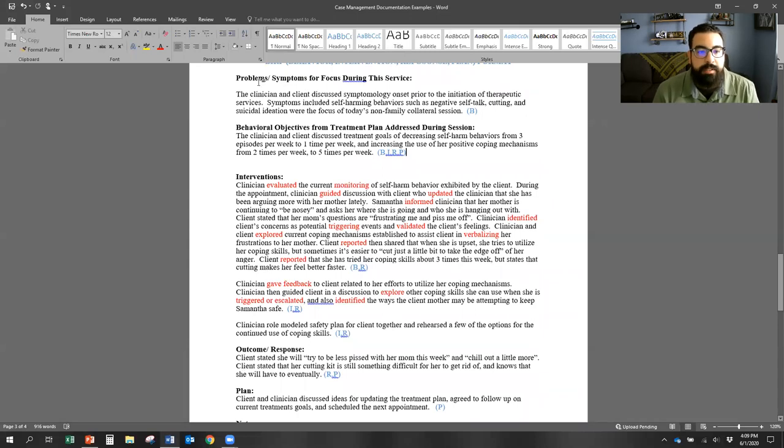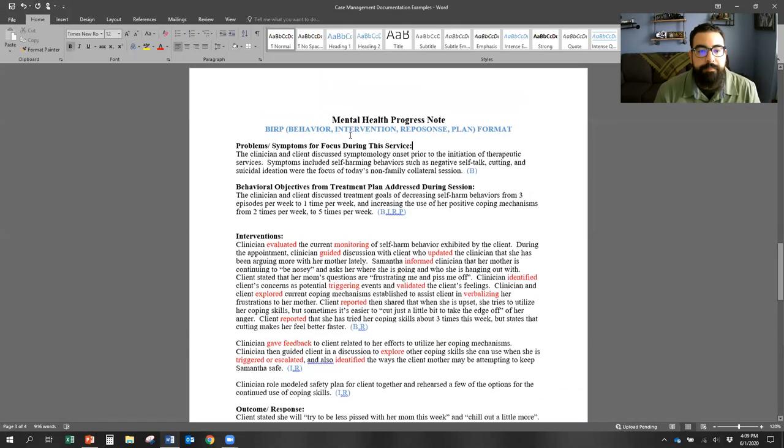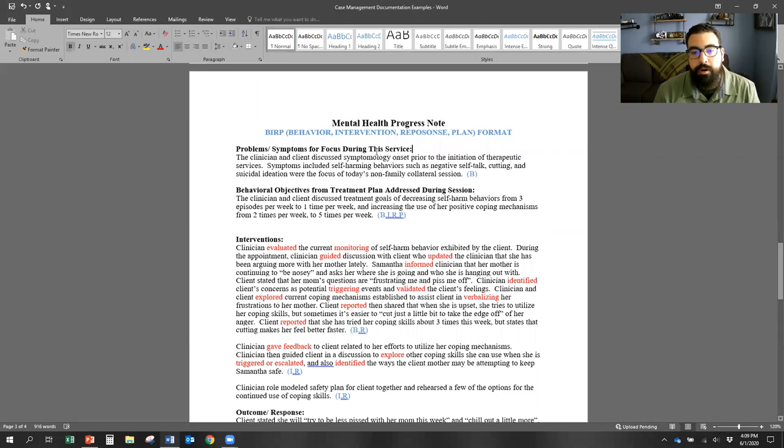If you notice here at the top, what we see are the problems and symptoms for focus during the service. Again, many counties are going to require the same update. I'm referring to behavior in here, because I'm discussing what problems or symptoms we're addressing. So the clinician and client discuss symptomology onset prior to the initiation of therapeutic services. Listen to the language there. Very different from non-clinical notes, right?